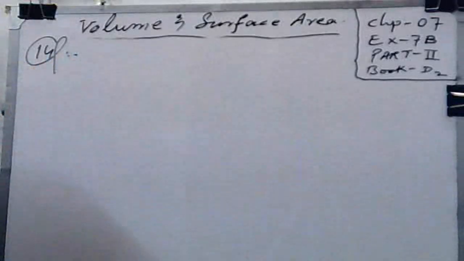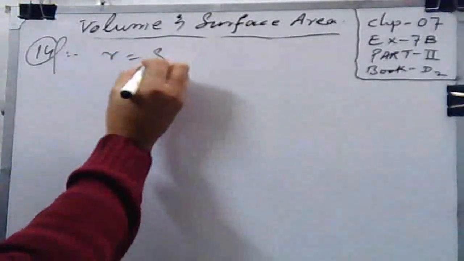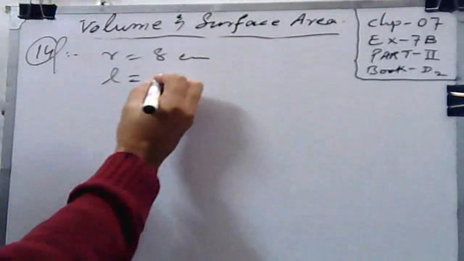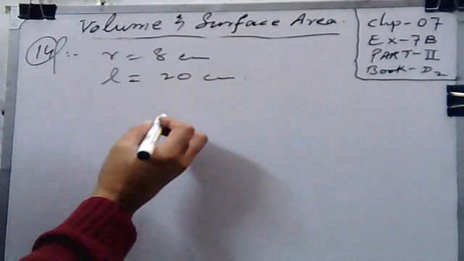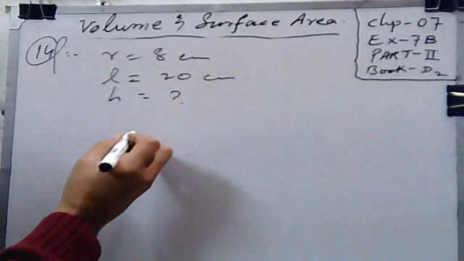Question number 14. A cone has a circular base of radius 8 centimeter and slant height 20 centimeter. Find the volume of the cone. So it means radius is equal to 8 centimeter and slant height L is equal to 20 centimeter, and the height of the cone H we have to find.